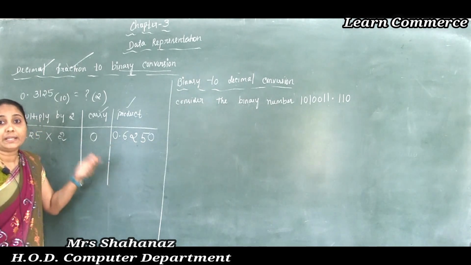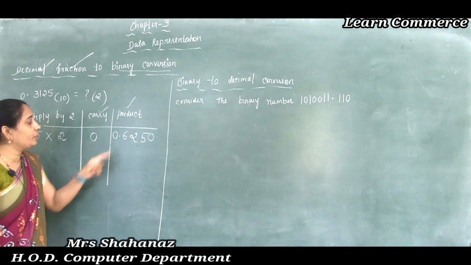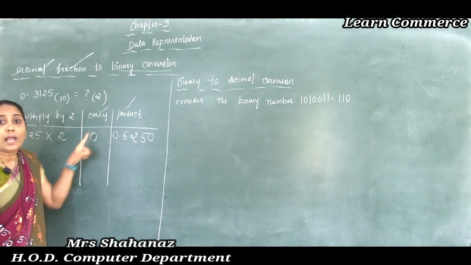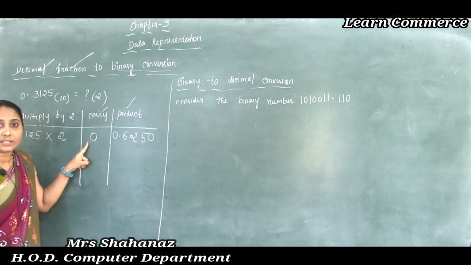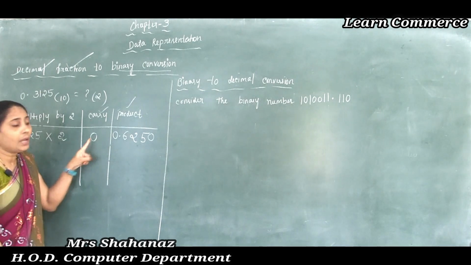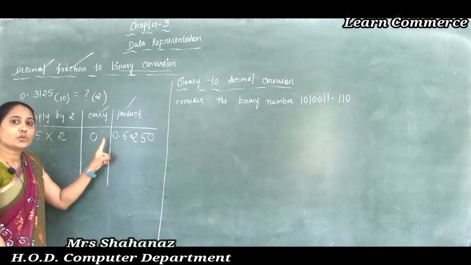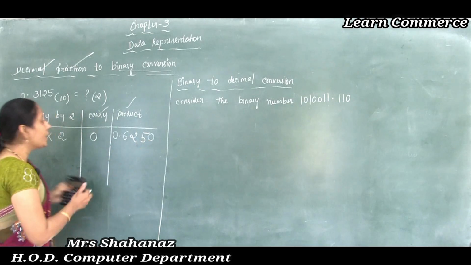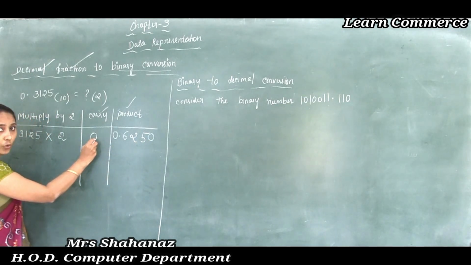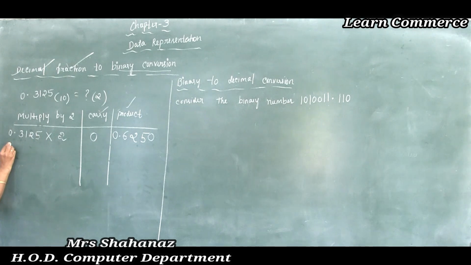If you get maybe the value 10, sure, here we are going to write 0 and 1 in the carry column. Clear this one? But here there is no carry, so 0.6250. So the carry value is 0. Clear this one? And next, the second step, that means 0.625.